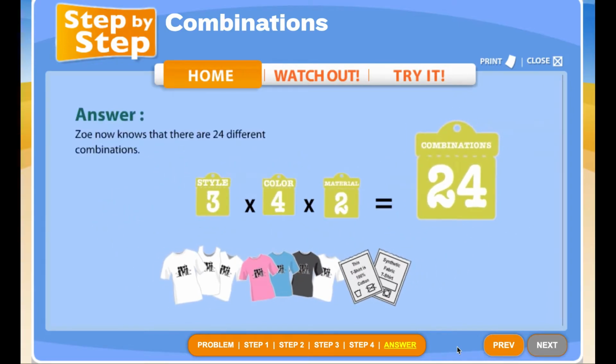24 is a lot, but it's not quite a million. Wonder which one she'll choose.